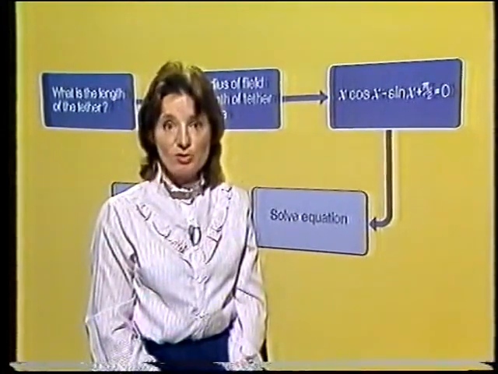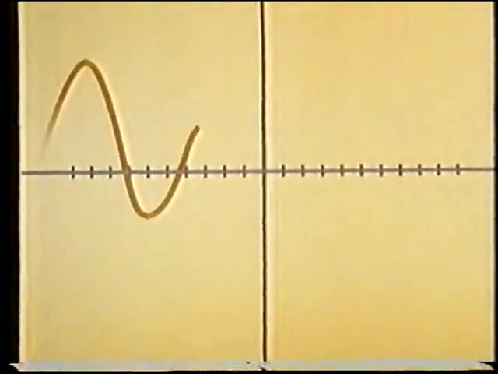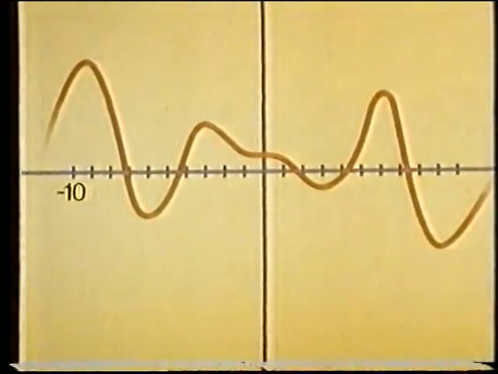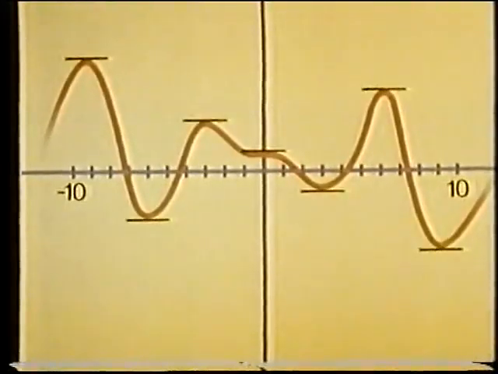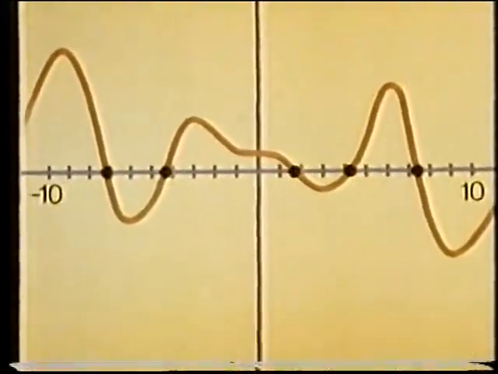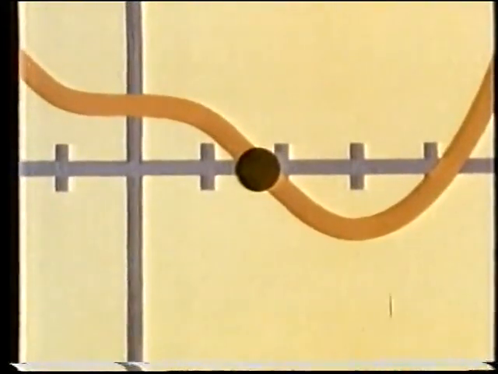Well, the first thing I want to know is what this function f of x looks like. We've plotted it here between minus 10 and 10. There are horizontal tangents here where the derivative is 0. It crosses the x-axis in several places. We want the point between 0 and pi. That's this one.